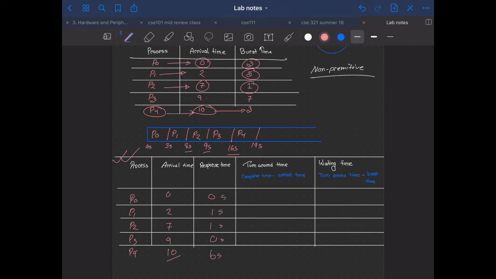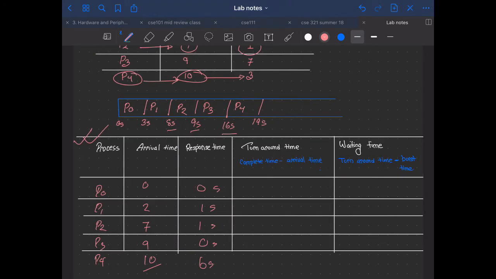Now the turnaround time is basically the completion time, when the process is completely done, minus the arrival time, when the process came into the RAM. So the process came into the RAM and it was completely ready to get the CPU, and so the turnaround time is when the process is done minus when it came into the RAM and was waiting for the CPU. So for P0, the completion time is 3 minus it came at 0 seconds, and the turnaround time is 3.